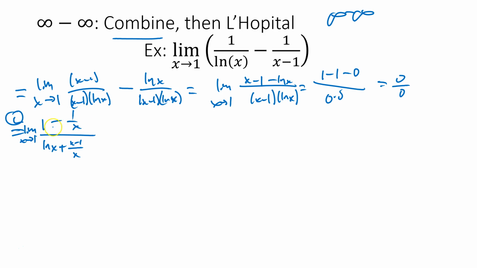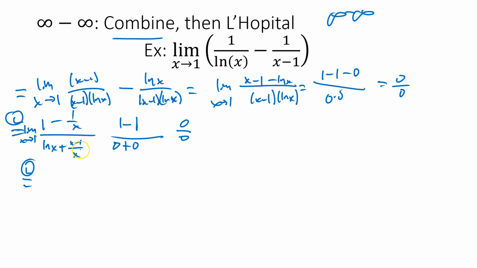So now if we plug 1 in, on the top we have 1 minus 1, which is 0. And on the bottom we have ln of 1, which is 0, plus 0 again. So we have 0 over 0. So we have to use L'Hopital again.